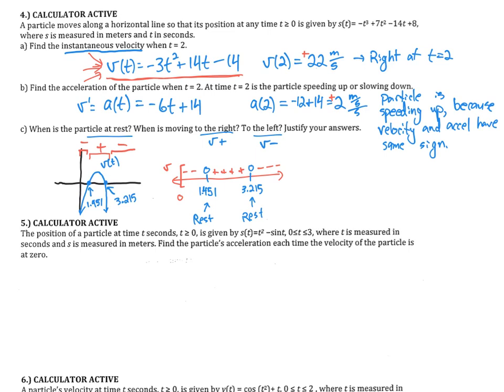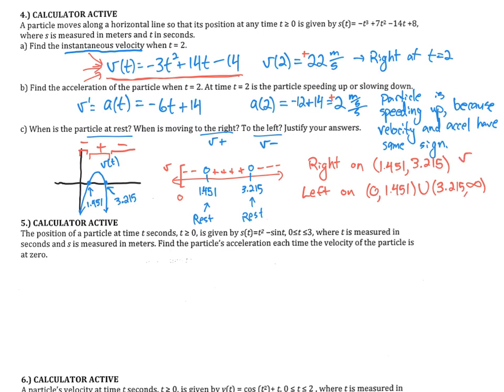So according to this graph and according to this sign chart, we end up with a few intervals here. We've got that the particle is moving to the right on the interval 1.451 to 3.215, and the particle is moving to the left on the interval 0 to 1.451 and the interval 3.215 to infinity.